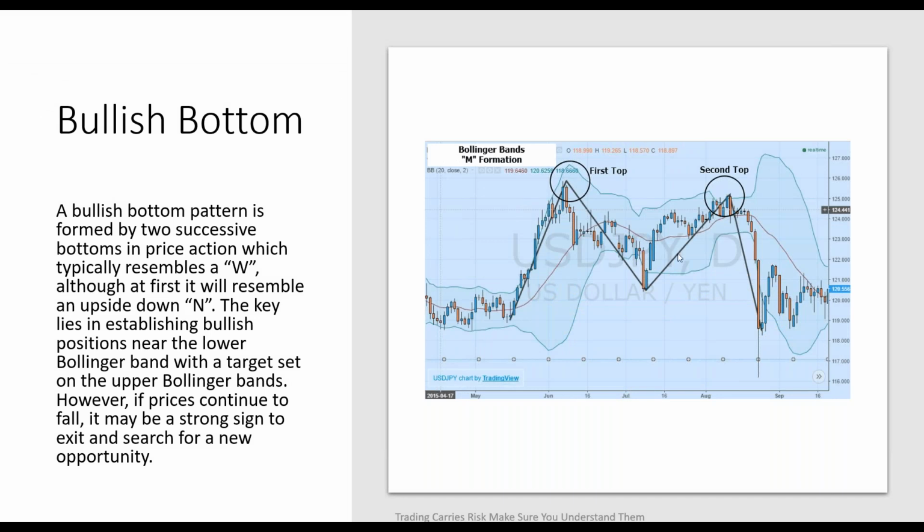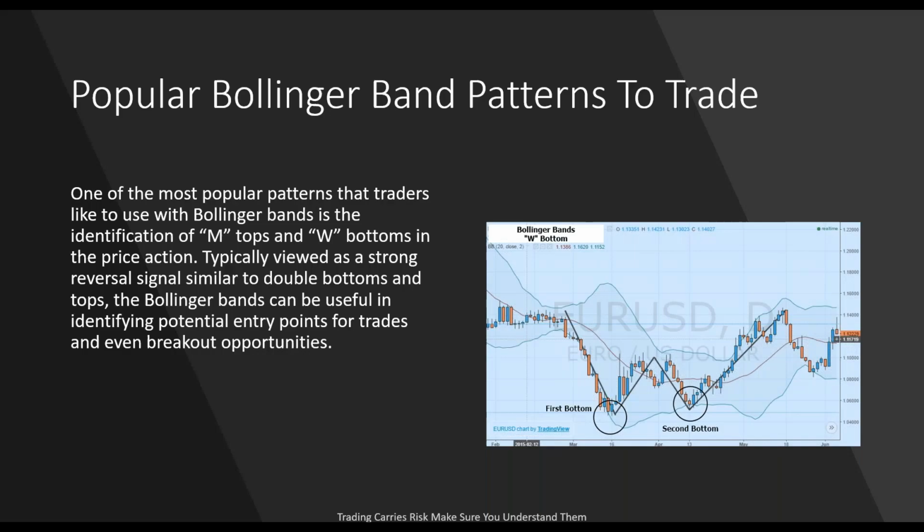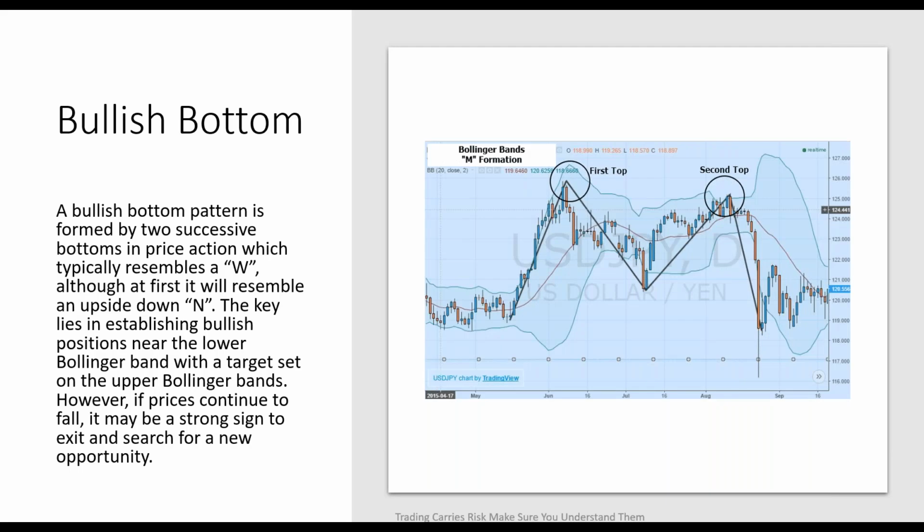In the M formation, it's just the opposite. So a bullish bottom pattern is formed by two successive bottoms in price action, which typically forms a W, although at first it will resemble an upside down N, as we see here. The key lies in establishing bullish positions near the lower Bollinger Band with a target set to the upper Bollinger Band. However, if price continues to fall, it may be a strong sign to exit and search for a new opportunity.